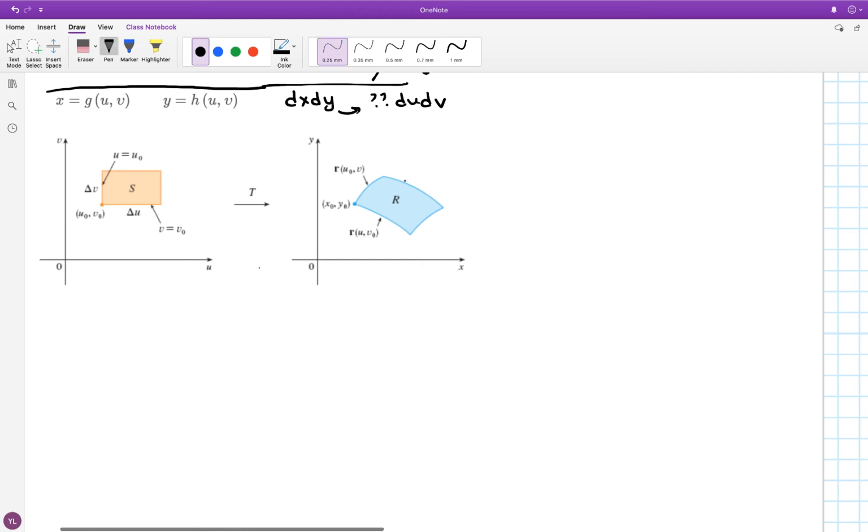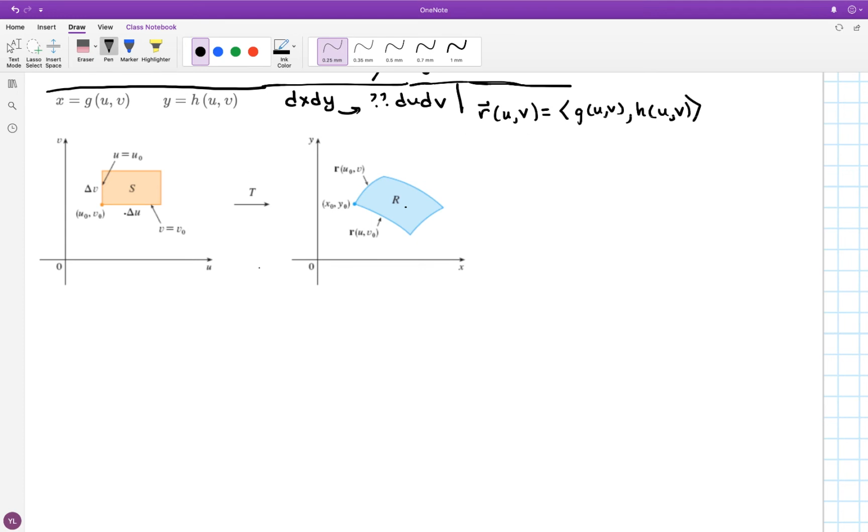To help me take care of all the notation, since x is a function of u and v and y is a function of u and v, I want to imagine a vector function which accepts the variables u and v and basically points at the appropriate xy point in the xy plane. So this is going to have x coordinate g(u,v) and y coordinate h(u,v).